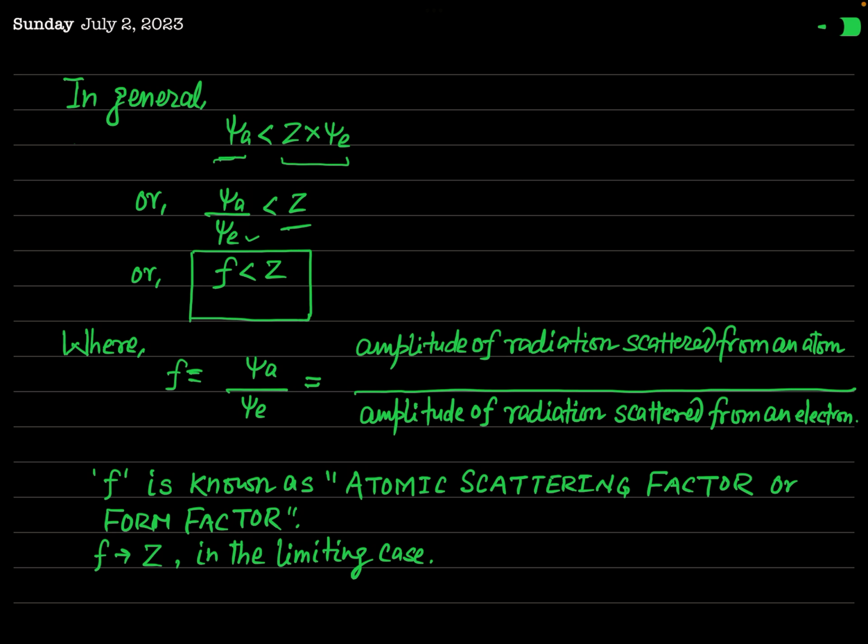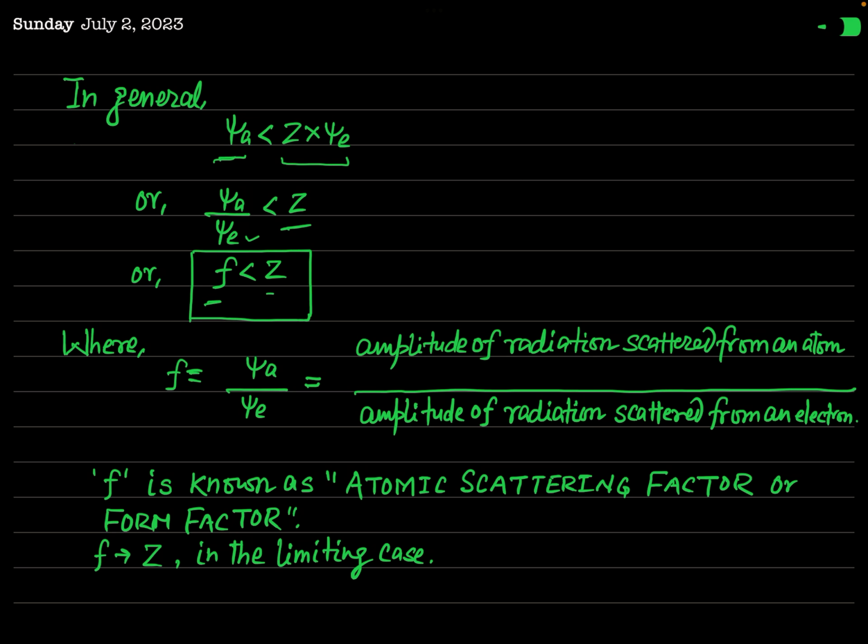Actually, this ratio of psi A and psi E is denoted by the symbol F, and this F is called the atomic scattering factor or the form factor. F will be less than Z. So let us see how this form factor is defined.